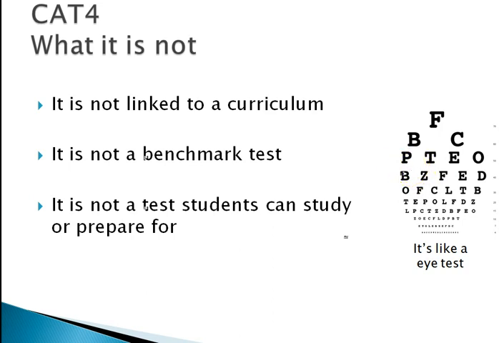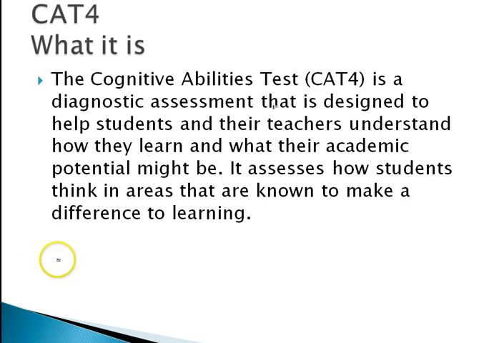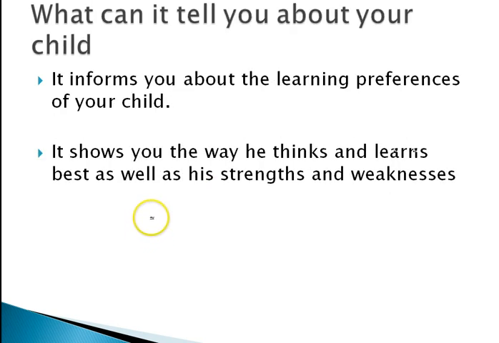And the CAT4 gives us data about the student's cognitive abilities. What it is, is a diagnostic assessment that is designed to help students and their teachers understand how they learn and what their academic potentials might be. It assesses how students think in areas that are known to make a difference to learning. So it shows us how our students learn best, what their best way of thinking is, and what their best way of learning is. So it can tell you what the learning preferences of your child are.